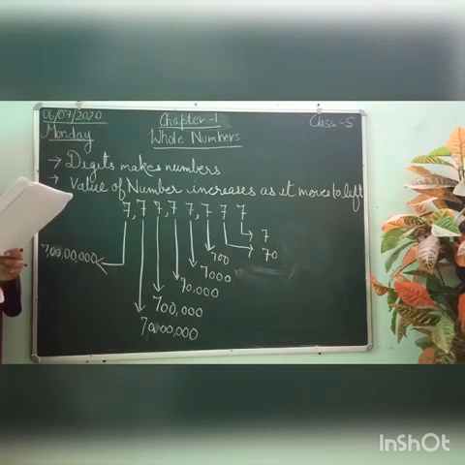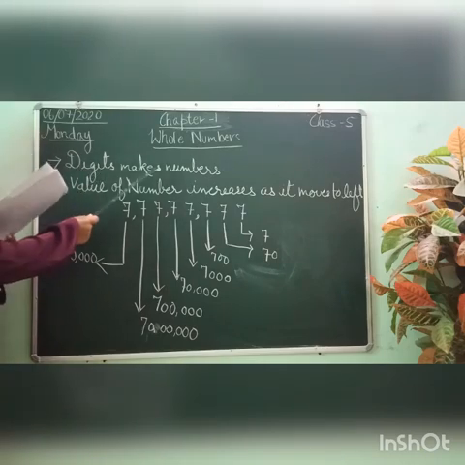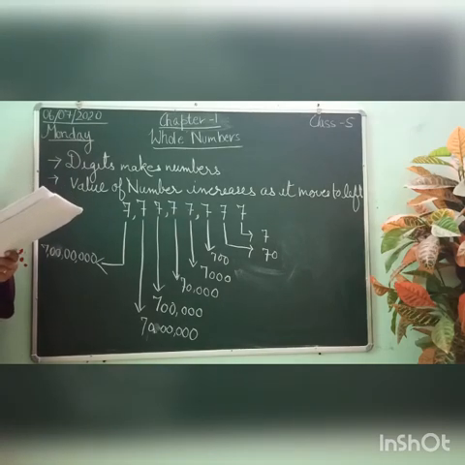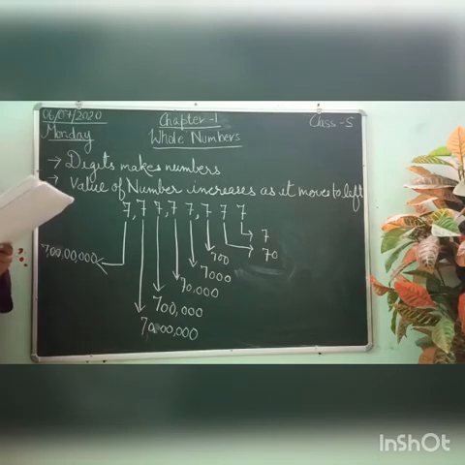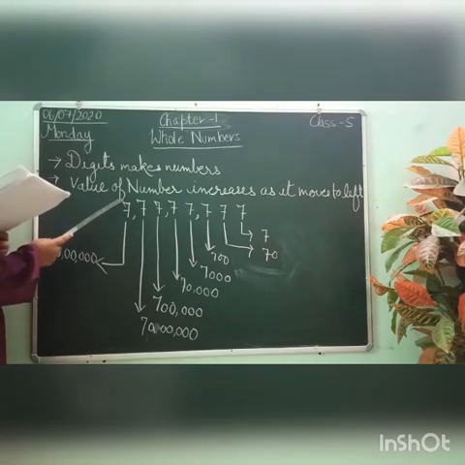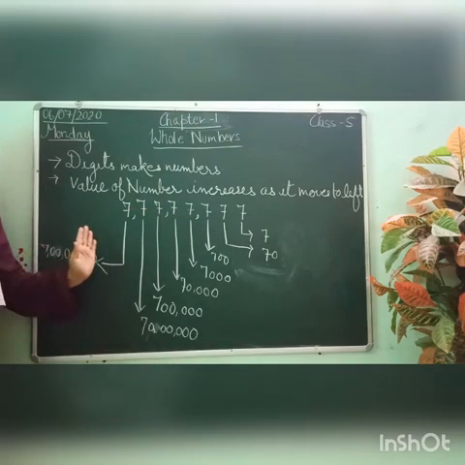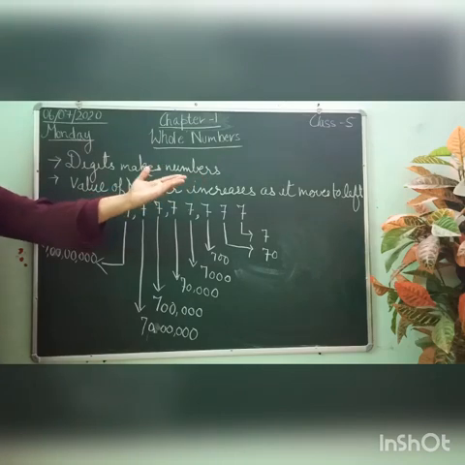The first point was 0, 1, 2, 3, 4, 5, 6, 7, 8 and 9. These are called digits, and when these digits are combined together on different place values, they make a number. Now these numbers have values according to their places. This you all know. Let's see an example, and including this point we will see that the value of the number increases as it moves towards the left hand side. This is your left hand side and that is your right hand side, isn't it?